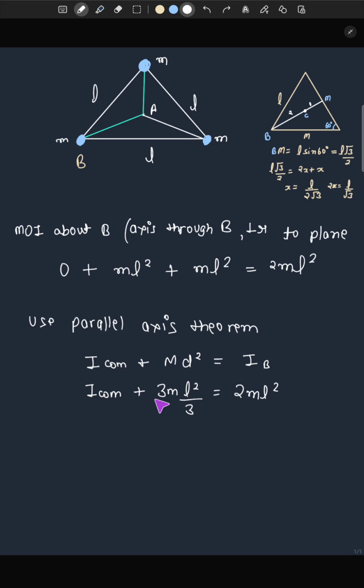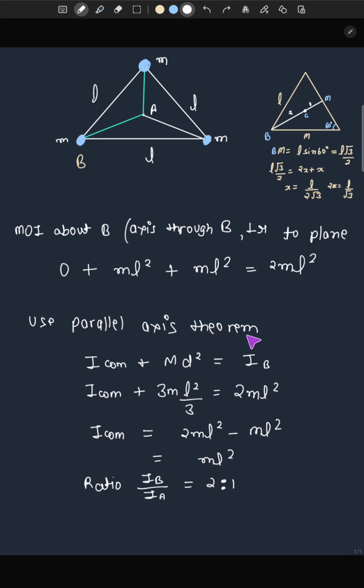Now the mass of the system is m plus m plus m, that is 3m. And what is the distance between these two points? L by root 3, and we will square it, so L square by 3. This equals what we already found for IB, which comes out to be 2 ml square. So from here we get the moment of inertia about the center of mass as ml square, and from here we can find the ratio, that is 2:1.